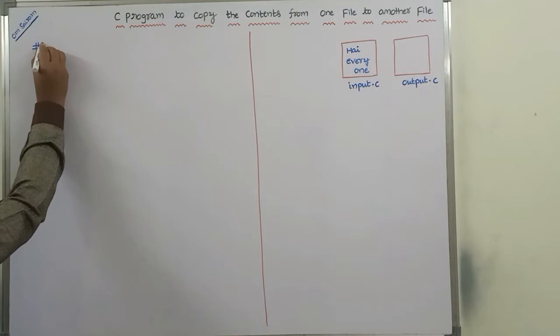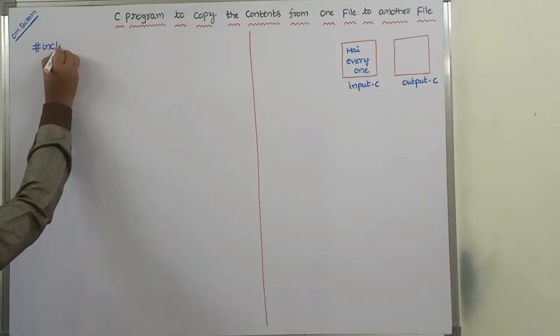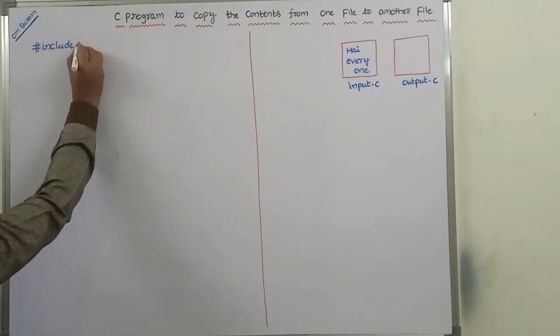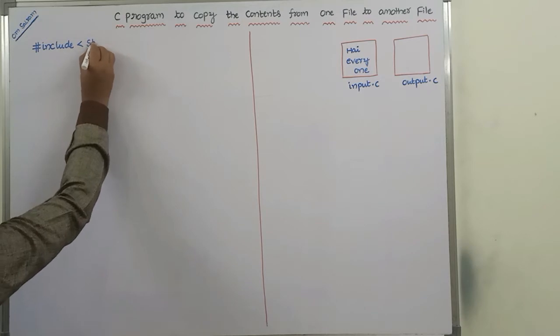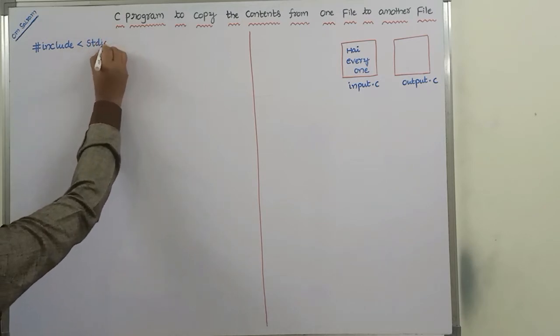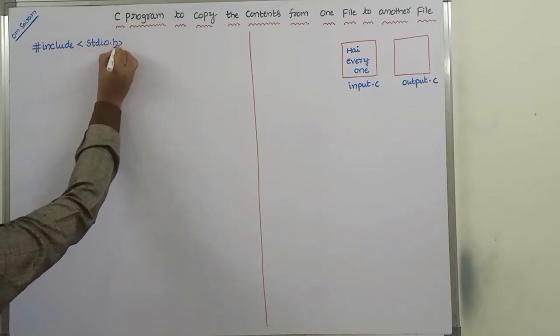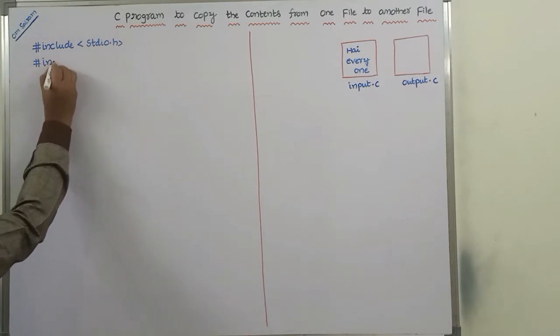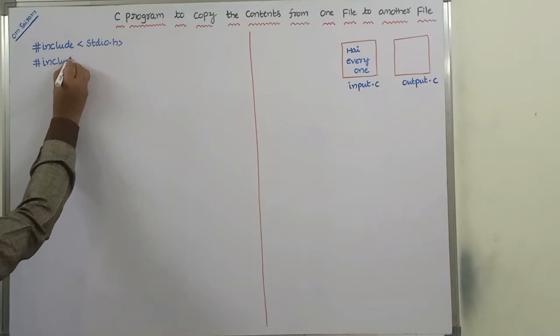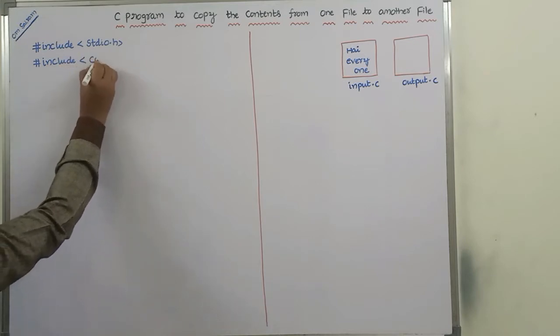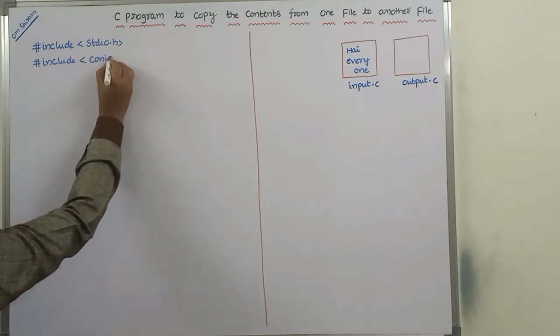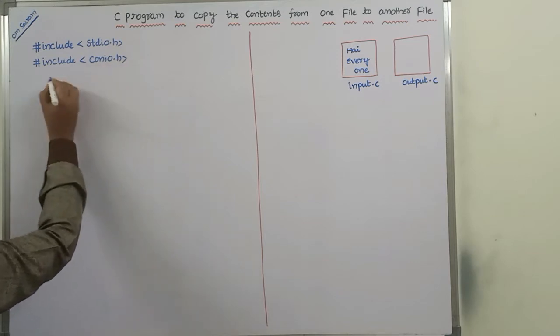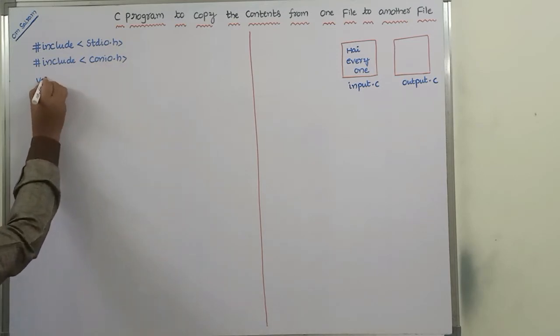#include <stdio.h>. So this is the header file. #include <conio.h>. void main.